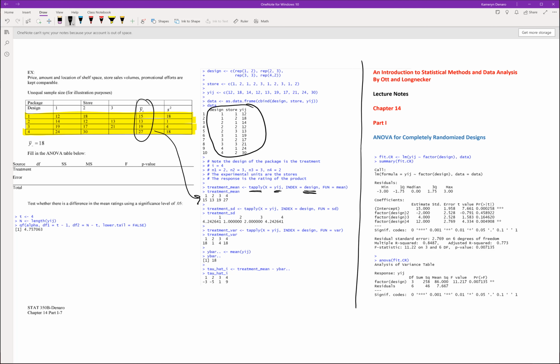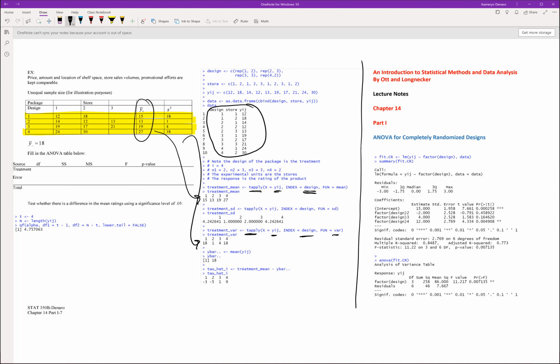Okay, the S squareds you can find by using the same function of tapply for the ratings. We're still indexing by the design, but now we're asking for the variance. So these are the sample variances, given by 18, 1, 4, and 18. Okay, we can calculate the overall mean, Y bar dot dot, by just taking the mean of all of the Y_ij's. So we get a Y bar dot dot of 18.